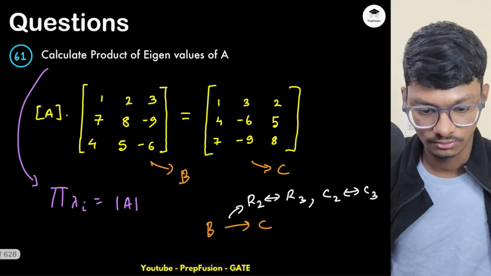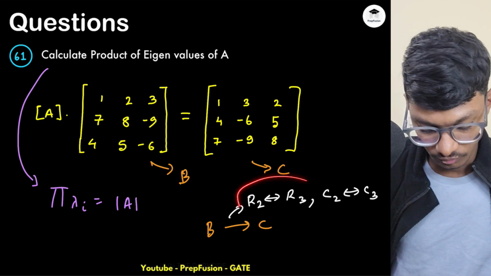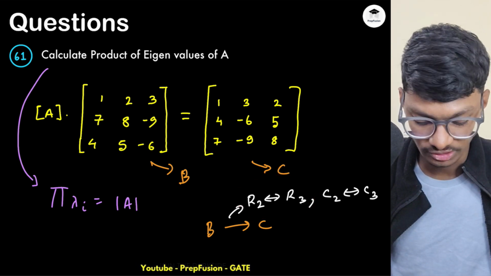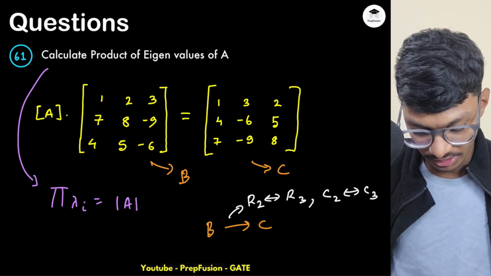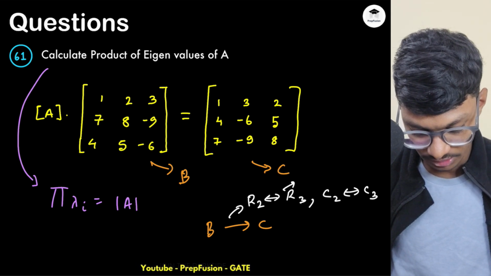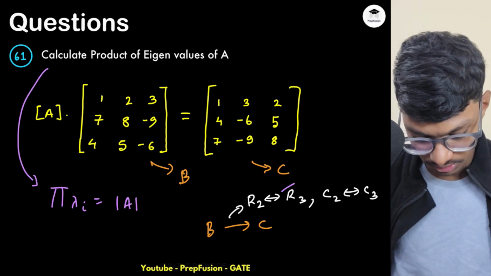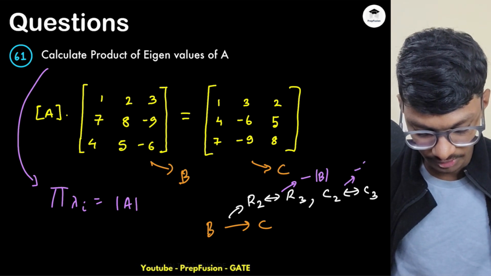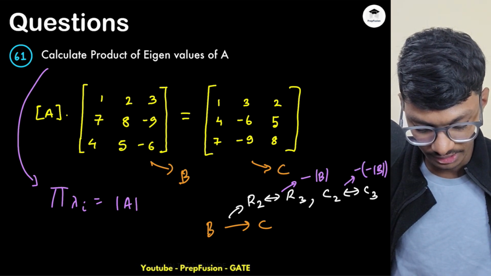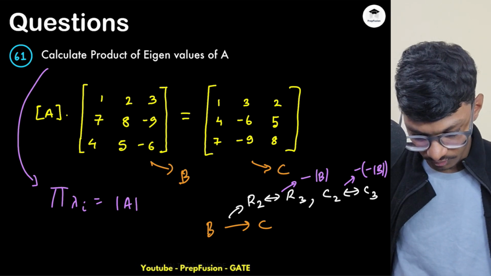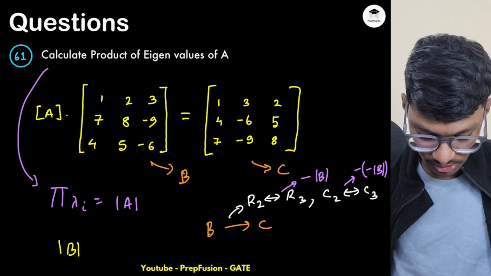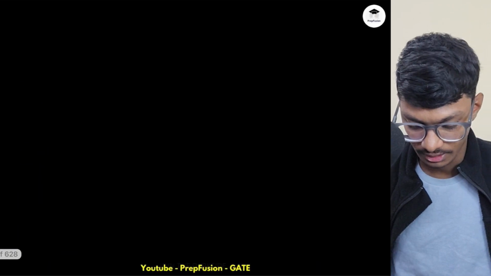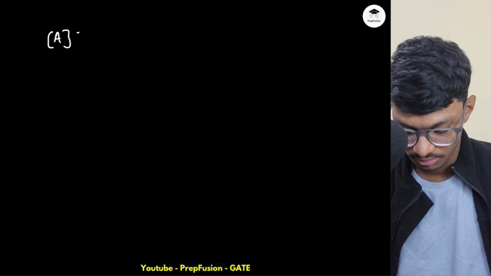Okay, so basically two interchange operations have happened. The row interchange will make the determinant negative B. Now again I am changing the column, so this will be negative of negative B, which will make it positive again. So overall what I can conclude is that the determinant of B is equal to the determinant of C, right? So basically I have A times B equals C.